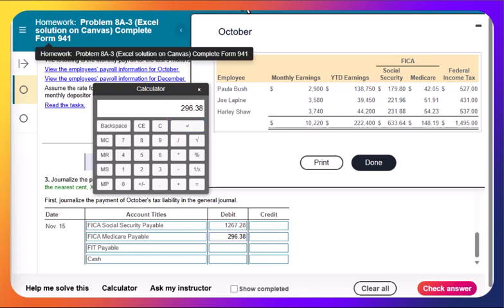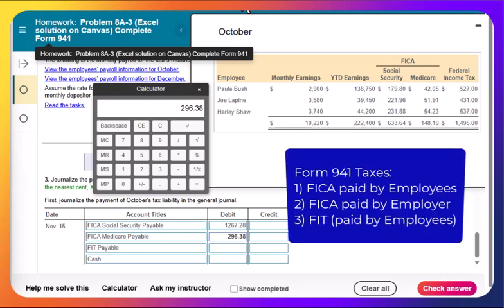And then we've got FIT, so federal income tax payable. Remember, 941 taxes are FICA, FICA, FIT. We only say FIT once because FIT is only paid by the employee. So I'm going to check that out here in our table. It'll be $1,495.